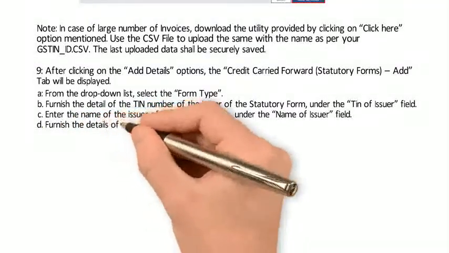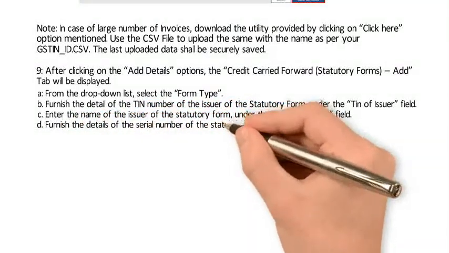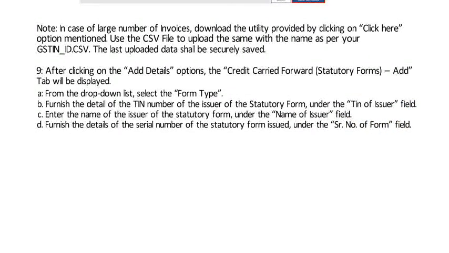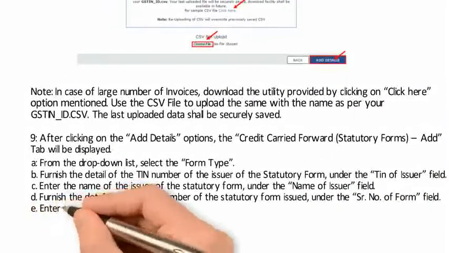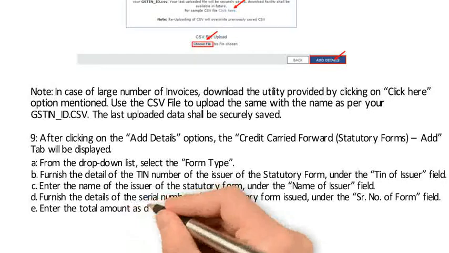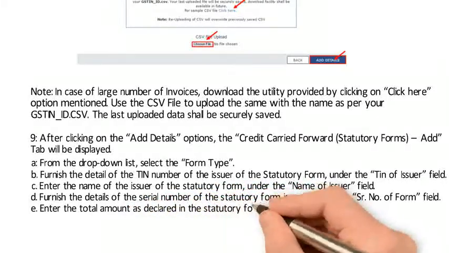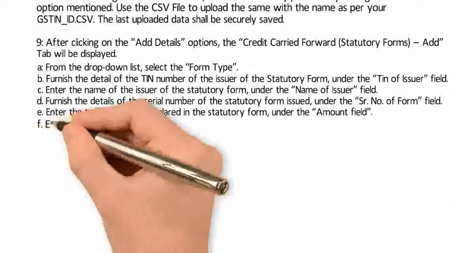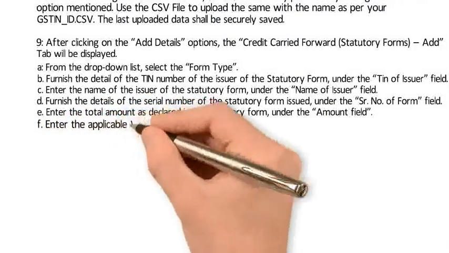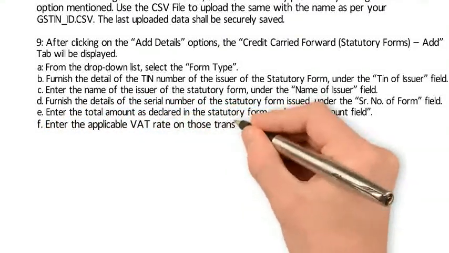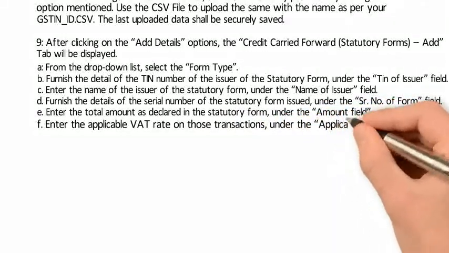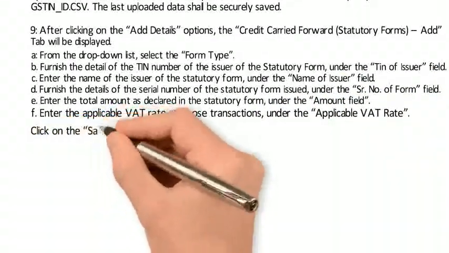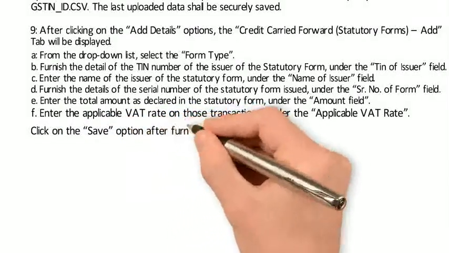D. Furnish the details of the serial number of the statutory form issued, under the SR. Number of form field. E. Enter the total amount as declared in the statutory form, under the amount field. F. Enter the applicable VAT rate on those transactions, under the applicable VAT rate. Click on the Save option after furnishing the details.